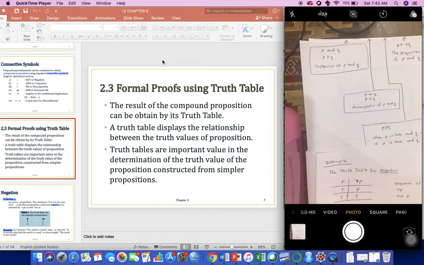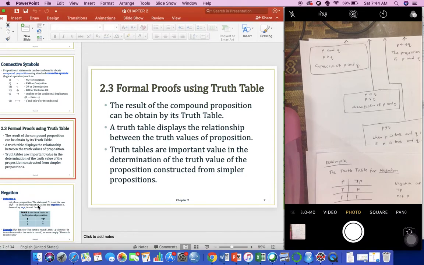Okay, so this is truth table. The result of the compound propositions can be obtained by its truth table. A truth table displays the relationship between the truth values of propositions. You must remember that truth values are different from the truth table. The truth table displays a relationship between the truth values. The truth values are T or F, or 1 or 0. Truth tables are an important tool in the determination of the truth value of a proposition constructed from simpler propositions.